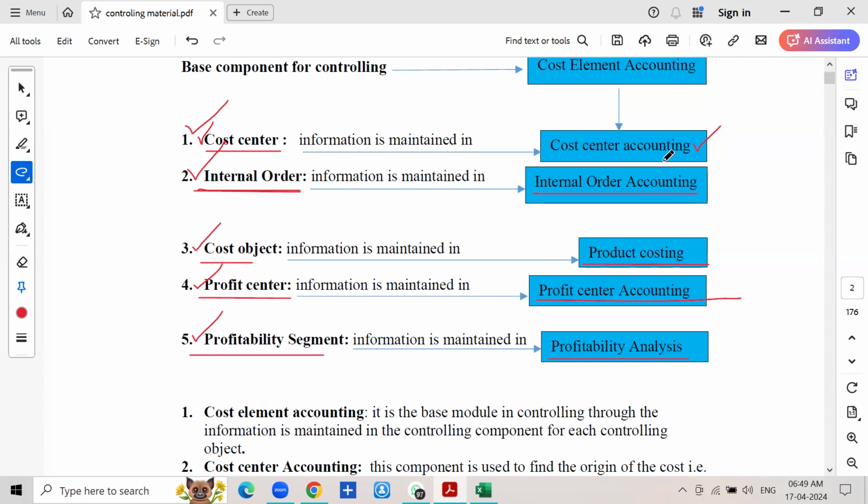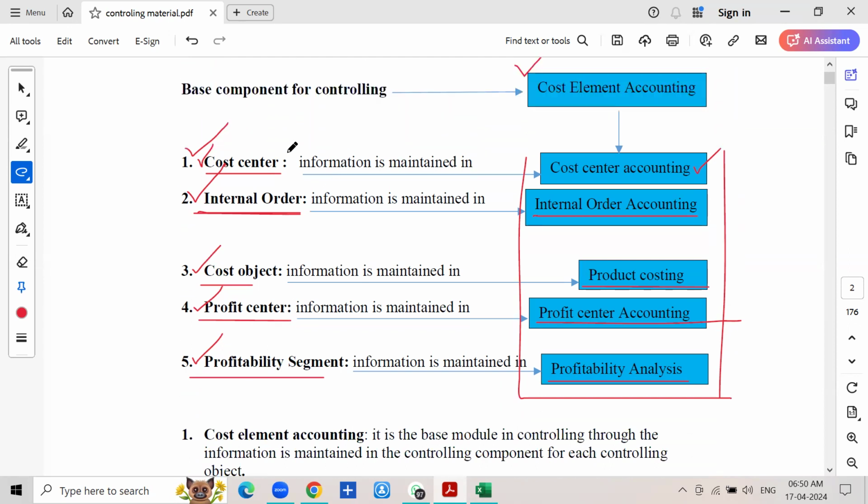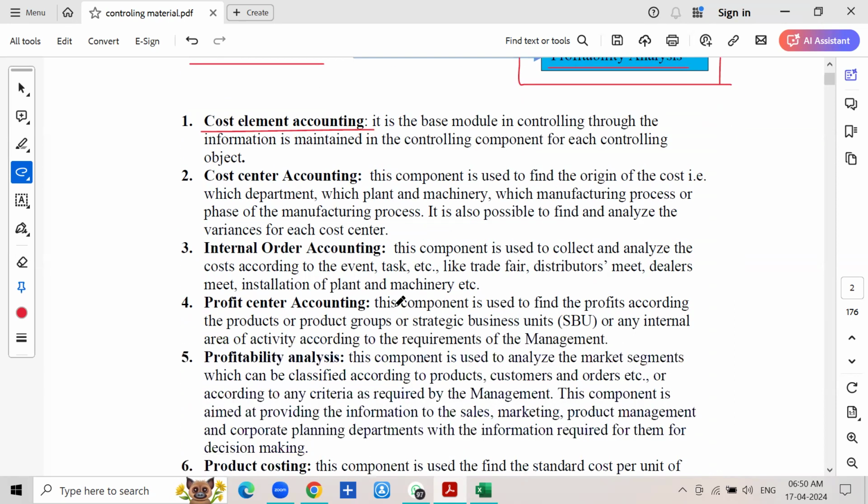These are the submodules in controlling which we are going to cover, and normally all these submodules are implemented in controlling as part of implementation. For all these submodules, there is one base module, which is called cost element accounting. Without cost element accounting, we cannot maintain or analyze the information for the controlling objects. What happens in each submodule, I have just given a brief introduction. Go through this during your preparation, but we are going to explain these modules over a number of days in the coming months.